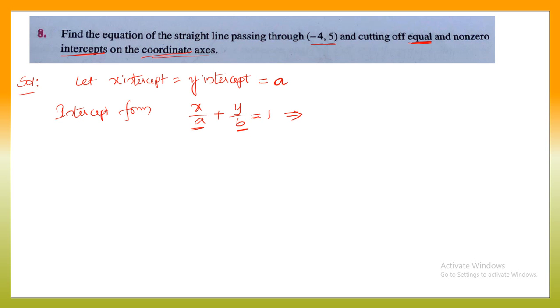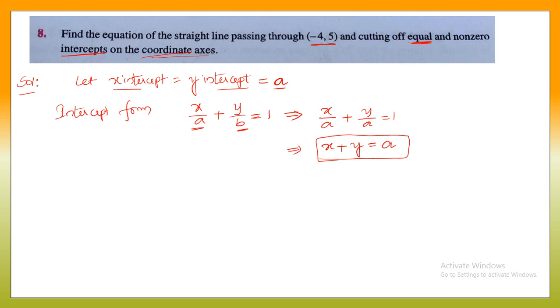So on substituting x intercept equals y intercept equals a, I can write it as x by a plus y by a is equal to 1. On taking LCM and cross multiplying, I am going to get x plus y is equal to a. So this is nothing but my equation.